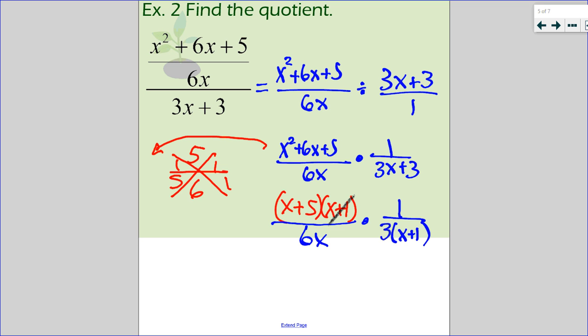And I think that's it. That's kind of a bummer. That's all we can cancel. And so after we cancel, then we can multiply across. So in our numerator, all we have is x plus 5. Our denominator, we have 6x times 3, which is 18x.